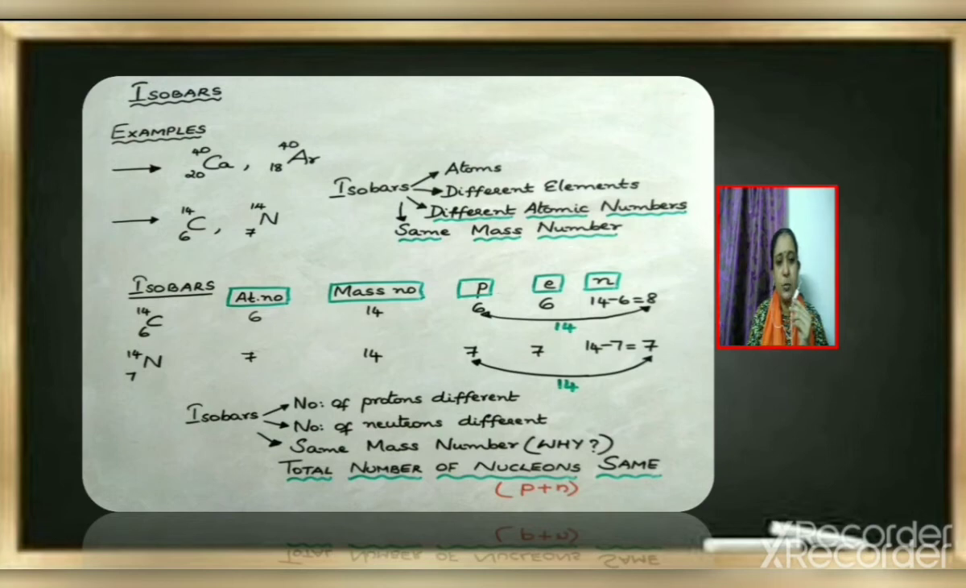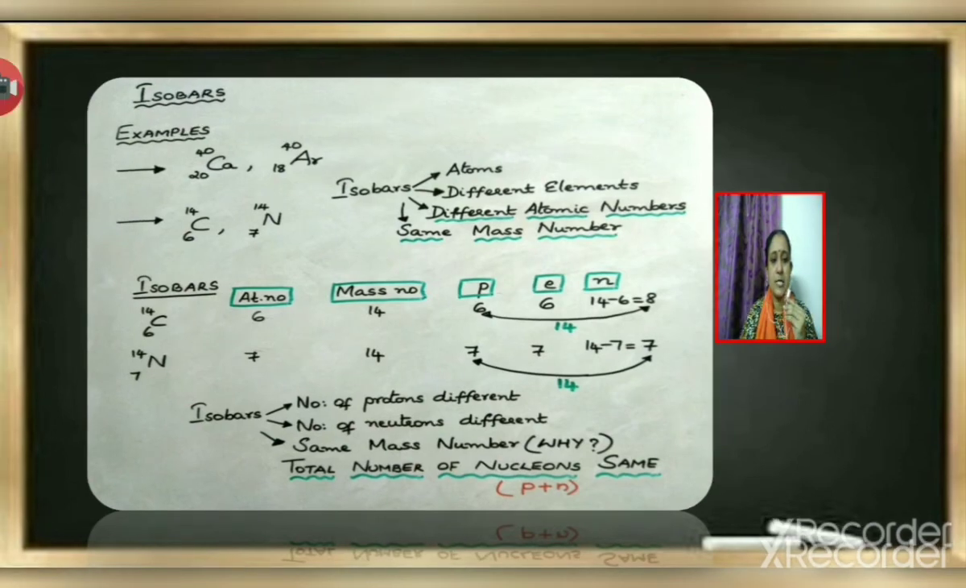Consider calcium 20 40 and argon 18 40. Here we find that these are atoms of two different elements. So what about the atomic number? The atomic number of calcium is 20 and that of argon is 18. So the atomic number is different. What about the mass number? The mass number is the same in both the cases, that is calcium and argon. The mass number is equal to 40. So how can we define isobars? Isobars can be defined as atoms of different elements with different atomic numbers but same mass number.